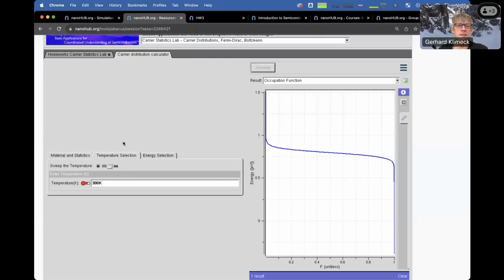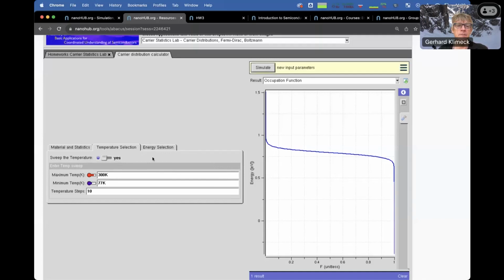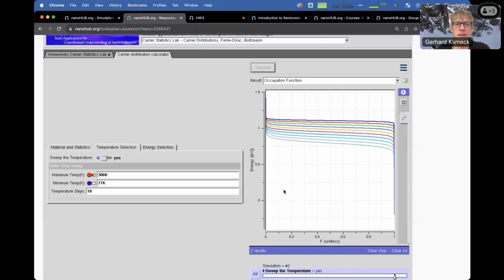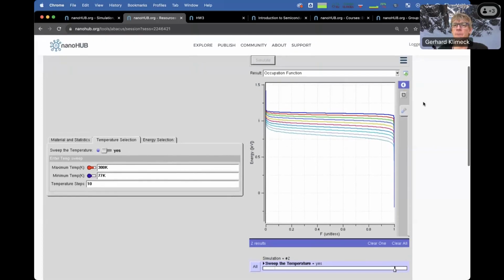You can change the temperatures. You can sweep the temperature, for example, and see how the Fermi function changes as well. And it does it in conjunction also with the doping, etc. So this is a nice little tool as well. If you have more questions, we can maybe walk through there.